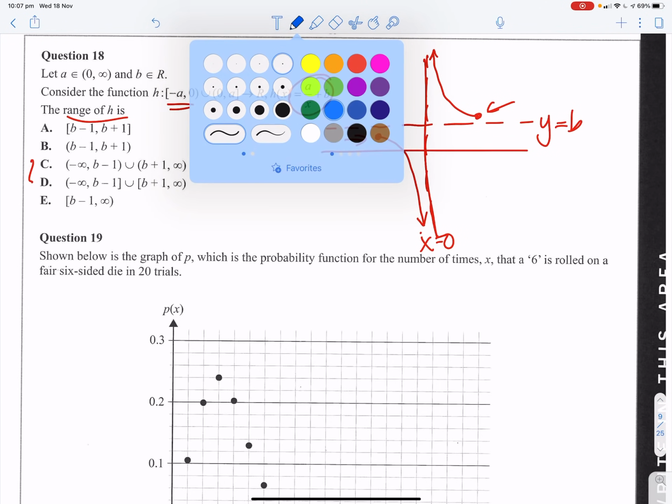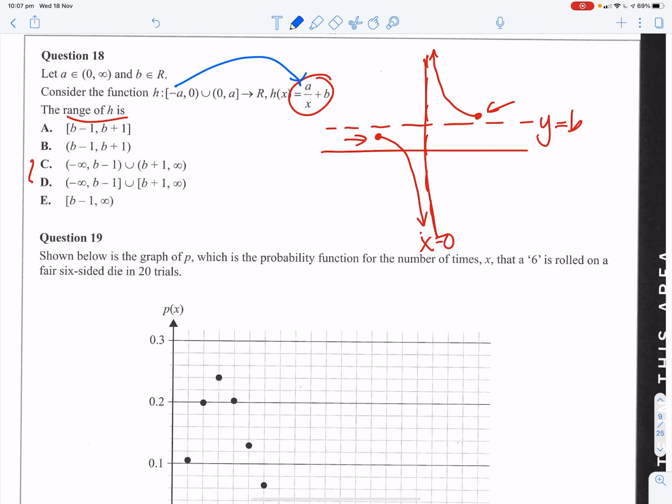If I sub -a into this, we get a on negative a plus b, negative 1 plus b. So that value there is inclusive. So it's got to be d. If I put a into here, we get a over a, which is 1 plus b, which gives us that value. So it's 1 plus b to infinity.